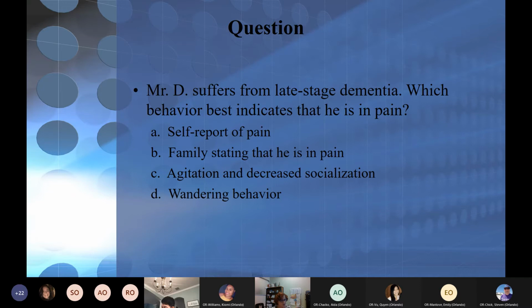Just because they wander, that doesn't necessarily mean they're having pain, because we do have a lot of dementia patients that will wander. Self-reporting of pain, as you were saying, may not be accurate. So we need to look at other types of behaviors. And of course, a family can say their patient's in pain, but we can't just go by what a family member says. We actually have to do our own assessment on our patient. Good job on that one.